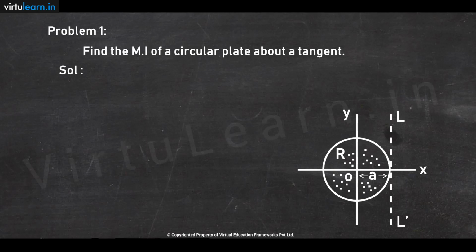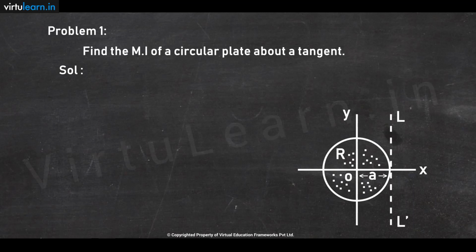Using the perpendicular axis theorem, it can be written as the sum of the moments of inertia about the x-axis and y-axis. By symmetry, we can determine the moment of inertia, say for example about the y-axis. Then about the required line, that is the tangent line, it can be determined.